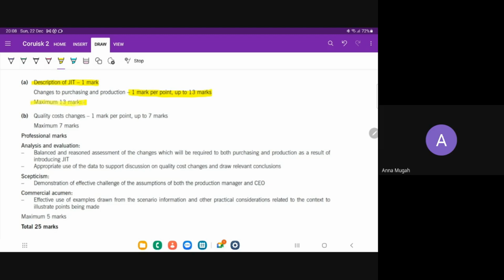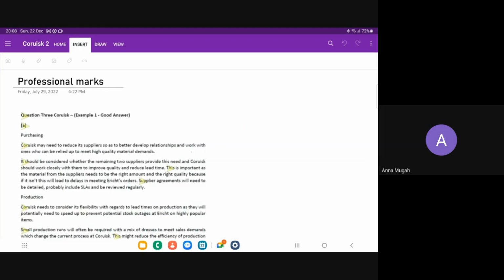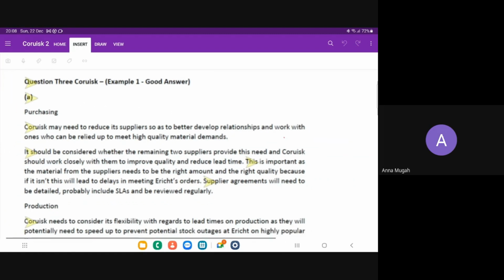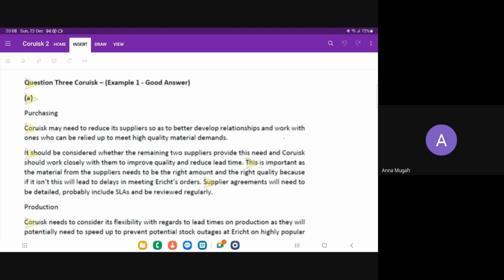Maximum of 13 marks. If you write more, you can maximum get 13. You will not get 14 or 15 or 16 marks. That's important, right? And there's one more important thing. This has been given by the ACCA examiner, where he identified what is a good answer and what is a weak answer. So this is a good answer. It's quite less written here, but obviously you should write more. You should build a habit of writing properly so that you can secure more and more marks, right?